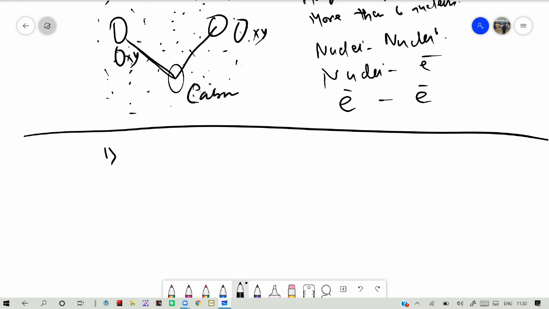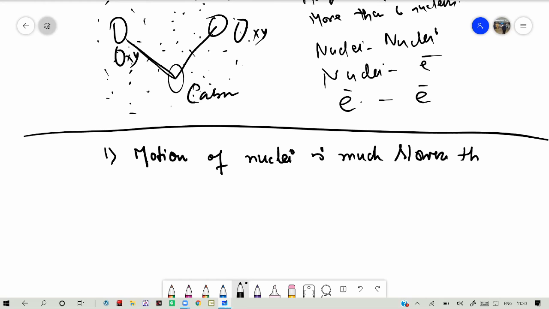the motion of nuclei is much slower than electrons. This is one of the postulates of the Born-Oppenheimer approximation.